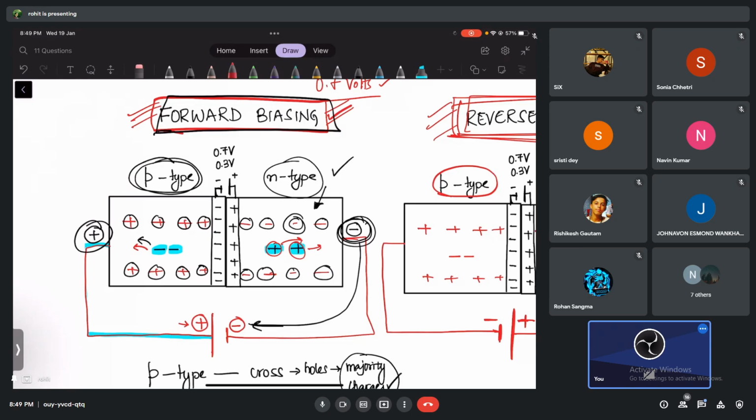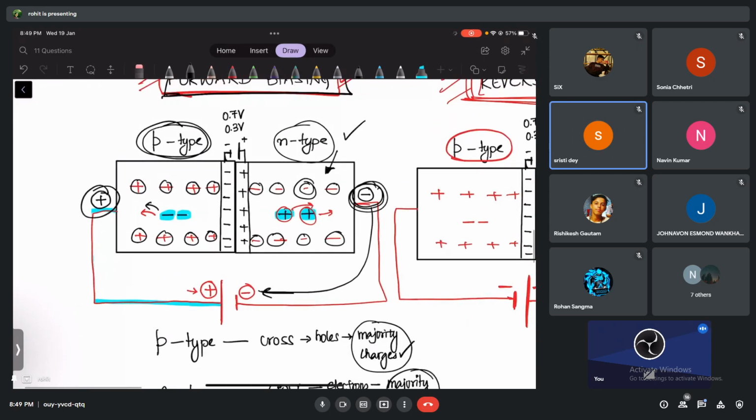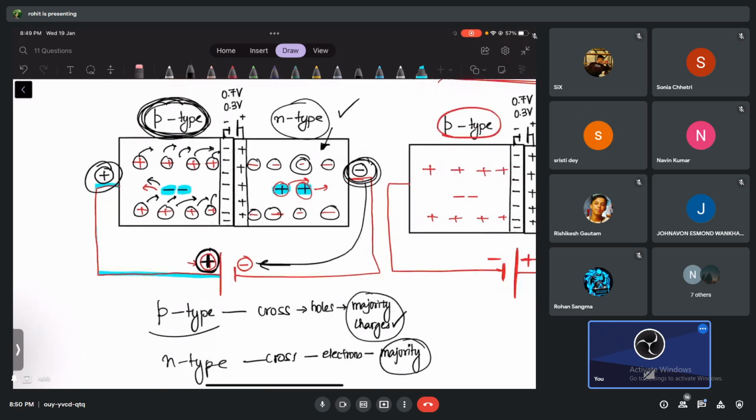Some of you have stopped replying. Come on, guys, don't be lazy. Not clear? Okay, look at this. What did I connect here? Positive. Positive is connected to which type? P type. So what will this positive do, pull the holes or push the holes? Push the holes. When it pushes the holes, will they cross the junction? Yes, sir. So who is crossing the junction from the P side? Holes. They are majority, many of them. Many of the holes are going to cross. And what about the N type?